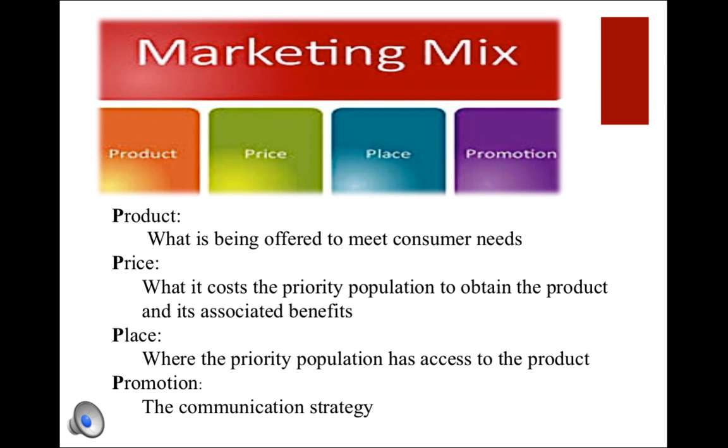The third P stands for place. Where will the priority population have access to the product? It should be easy to obtain and avoid places people do not feel comfortable or safe in, or places people don't normally go.